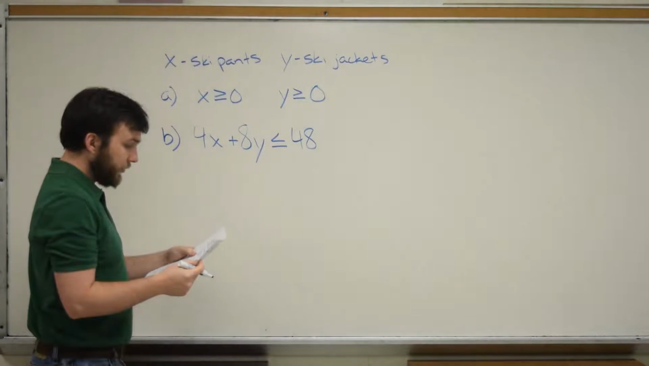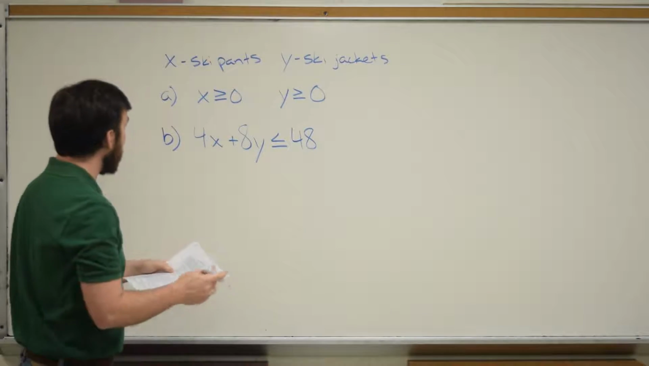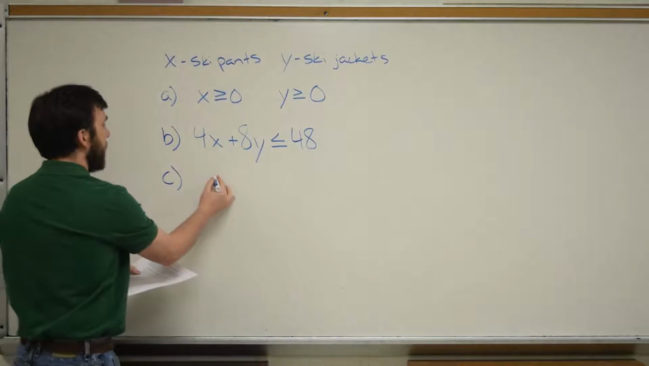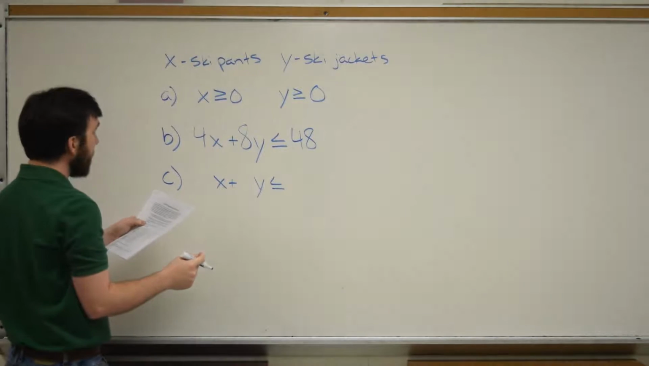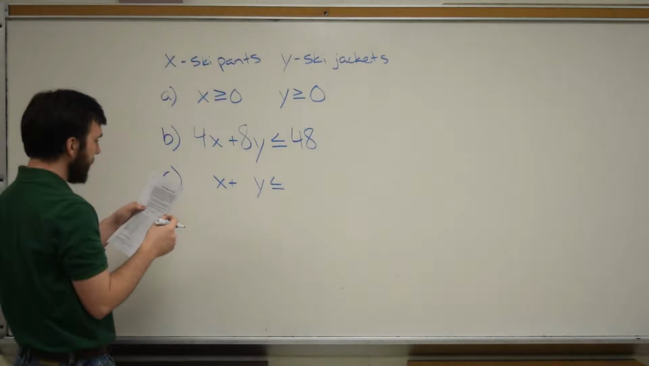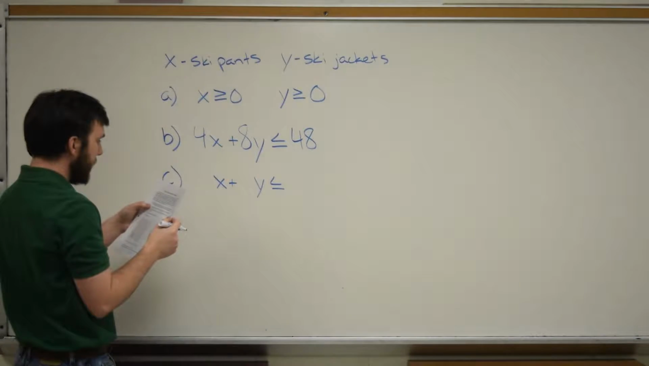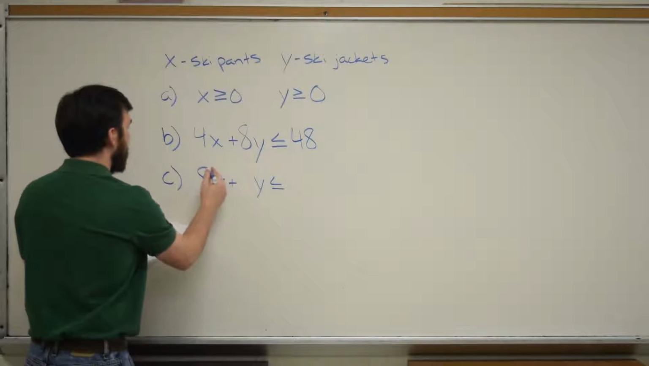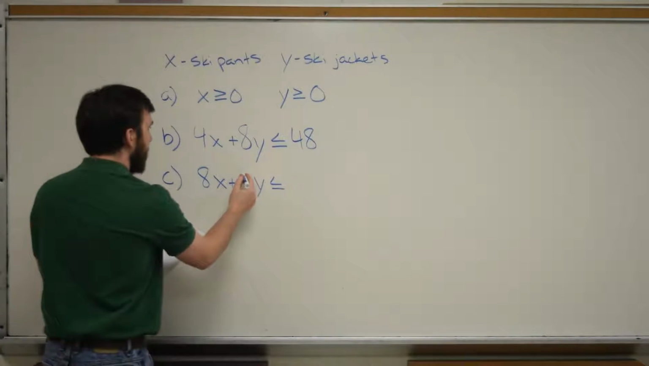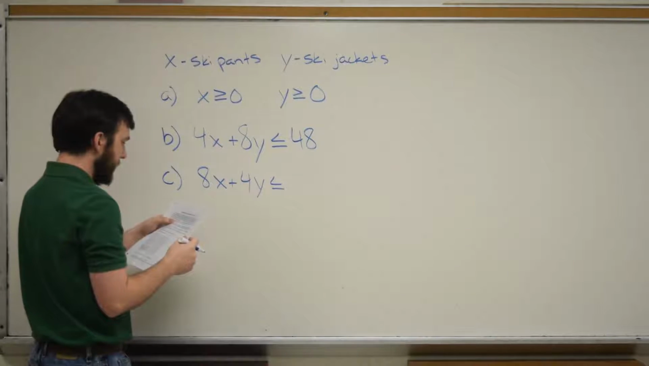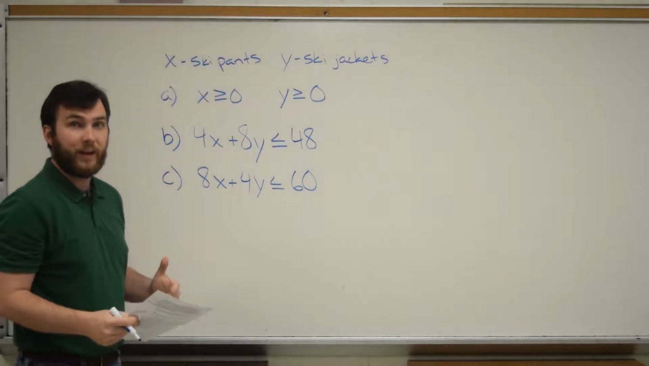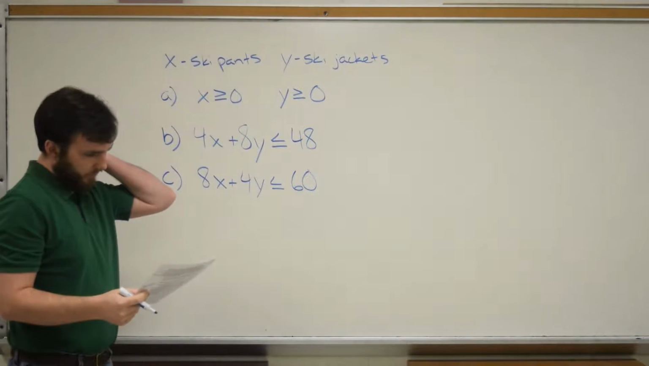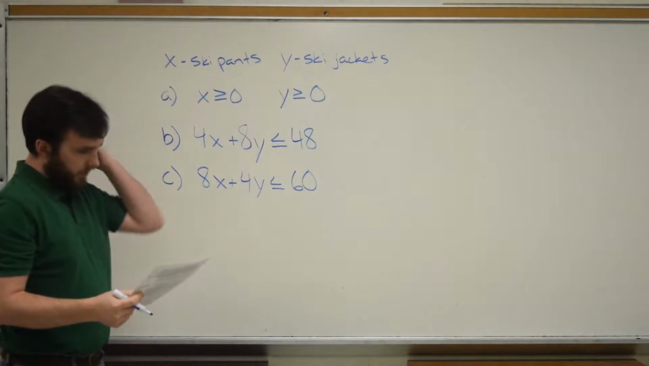All right, we're going to do the same thing for sewing. Let's see, how long does it take to sew a pair of pants? 8 minutes to sew a pair of pants, 4 minutes to sew a jacket, and we have 60 minutes of sewing time available. Okay. Part D.